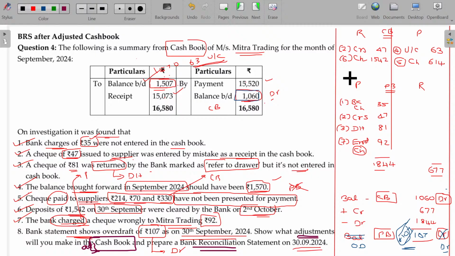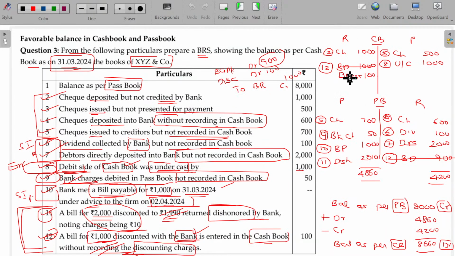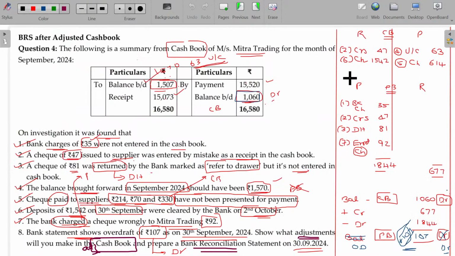You want to hide all of your errors. So usually, if you are asked to prepare the adjusted cash book, all of your errors are rectified, as well as any information given by the banker, you will incorporate in your books. That will also be adjusted. Two things are going to be adjusted. One is your side error. Next is what you have not posted in your cash book because the banker has not shown. If the banker shows, then immediately correct it.